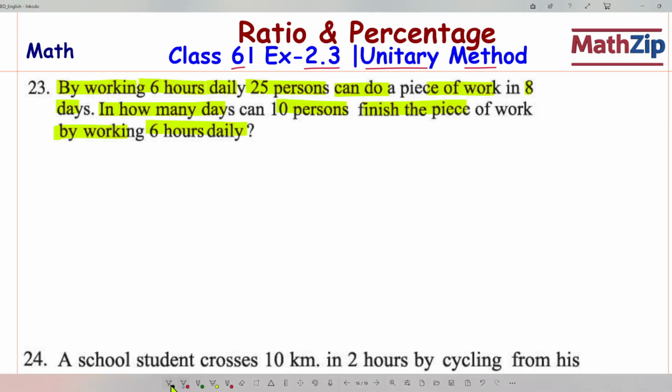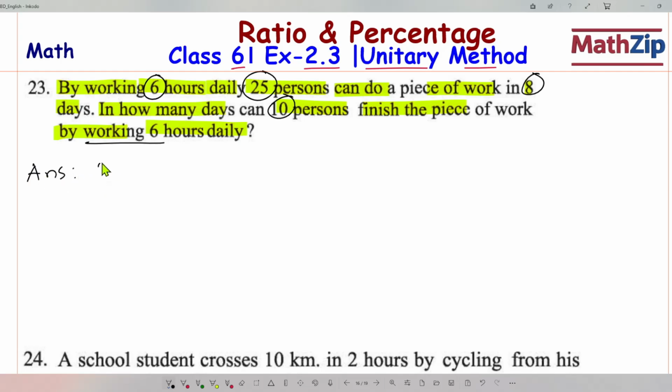So we have to understand the question. Here 6 hours is mentioned. If 25 persons work, the work needs 8 days to finish. With the same working hours, if 10 persons work, how many days do we need to finish? So we can write first.